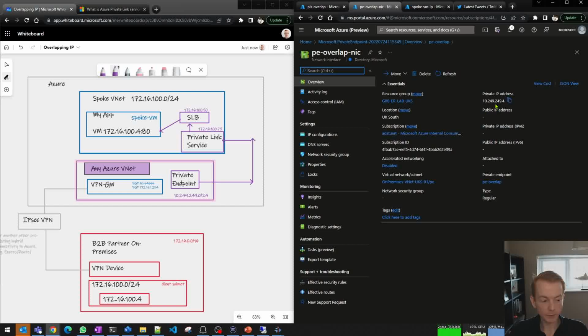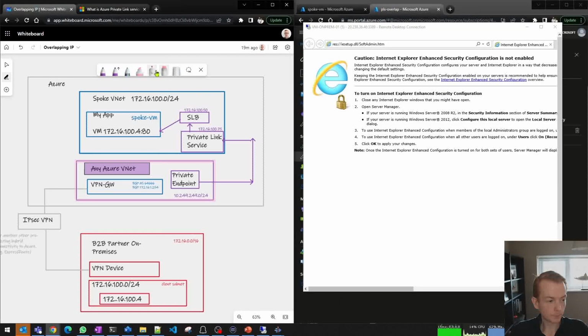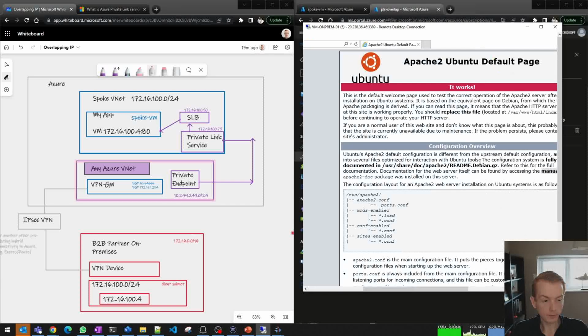We can see here that my private endpoint's NIC has the IP address 10.249.249.4. If I log into my on-premises machine here, it's red VM down on-prem, I've got an RDP session open to it here. If I target that private endpoint address, I get back my Apache page that is running on the web server hosted in the blue box.